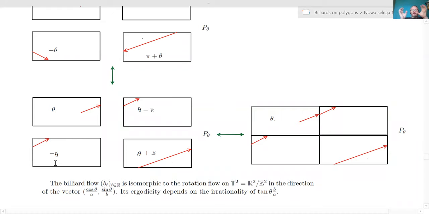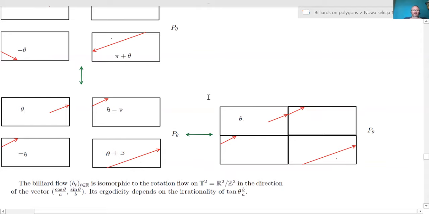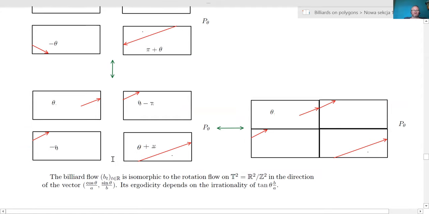Now we can glue them together along the corresponding sides. After this gluing, we obtain a very nice picture on which we flow in the same direction, and the resulting object is the torus, which we have already seen.